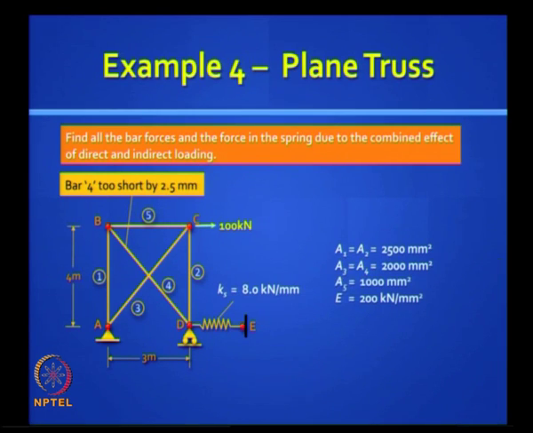Now let's take a truss. Okay. Let's do it together. Did we do this truss by the conventional stiffness method? No. So we are doing it first time. Just take down this truss. You have 5 bars and you are given an applied load of 100 kilonewton at C, and you are told that the bar 4 is too short by 2.5 mm. Okay, so it is a complete problem.